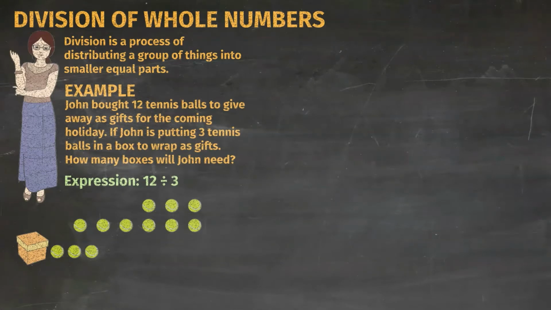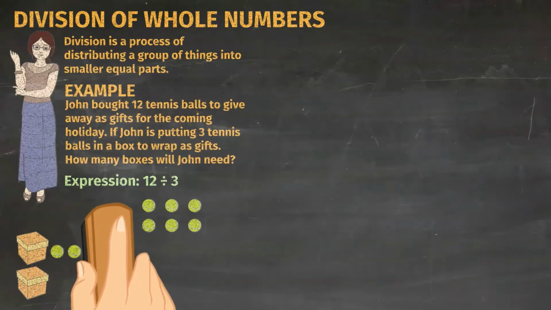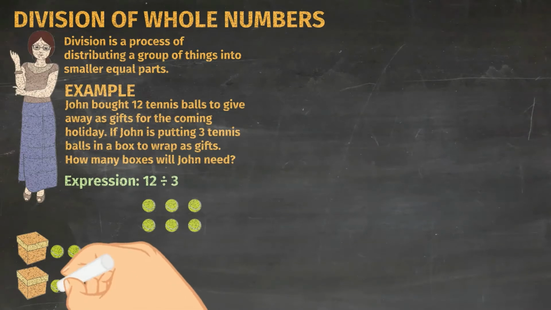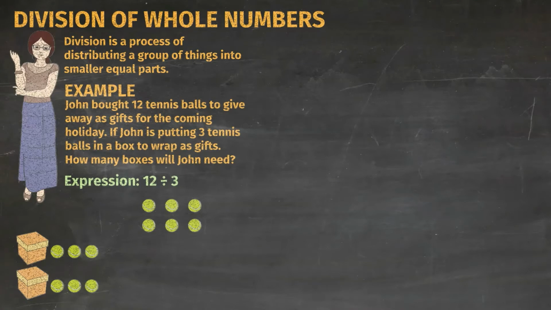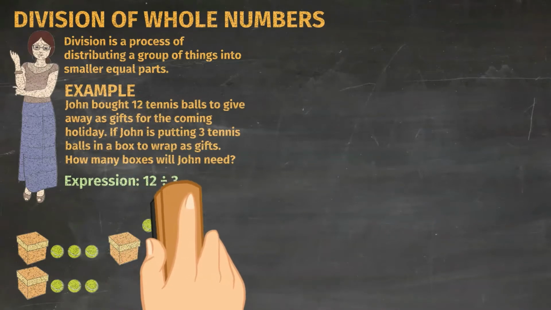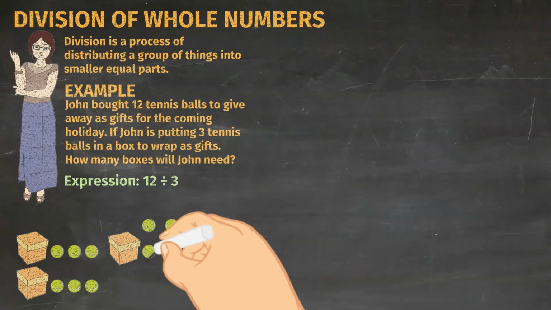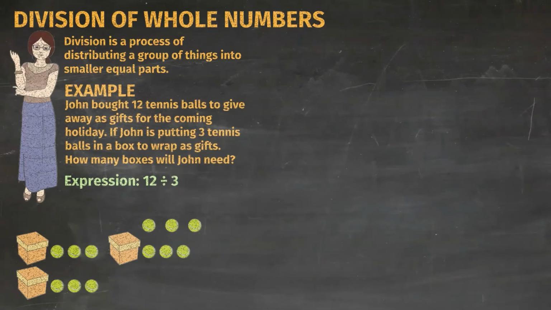Question: how many are left to be distributed? Yes, there are still 9. That means we can afford to have one more box. Let us take 3 more tennis balls from the group of 9 tennis balls and assign them to the second box. That means there will still be 6 tennis balls left. That means we can have another box. Let us take 3 more tennis balls from the group of 6 tennis balls and assign them to the third box. That means there will still be 3 tennis balls left.